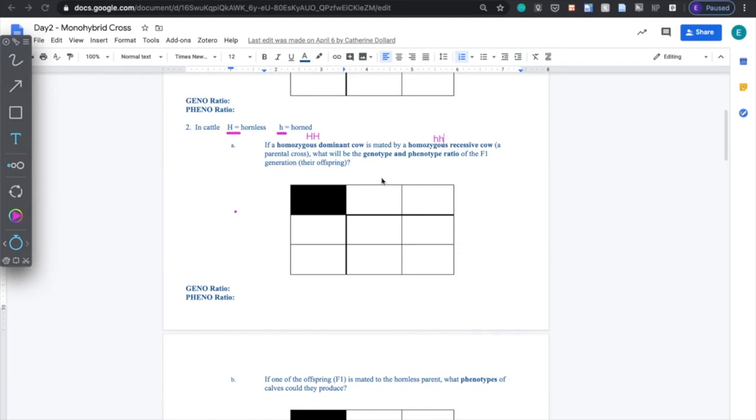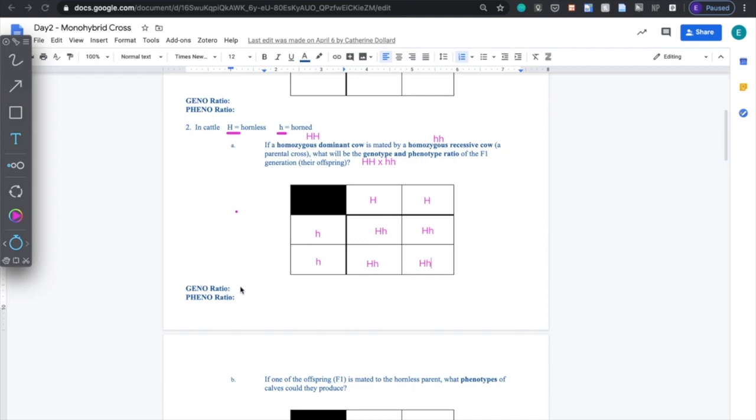We are gonna go and put this into our Punnett square, right? So parent 1 goes on top, which is our homozygous dominant, and parent 2 goes to the side, which is our recessive, or homozygous recessive, and it doesn't matter which one you put on which side, and then we fill in the genotypes, right? So we can fill in our genotype ratio, right?